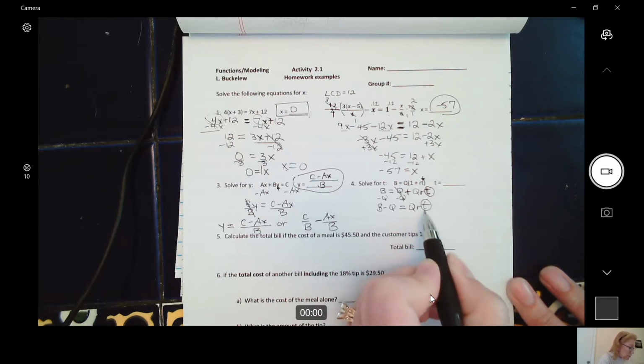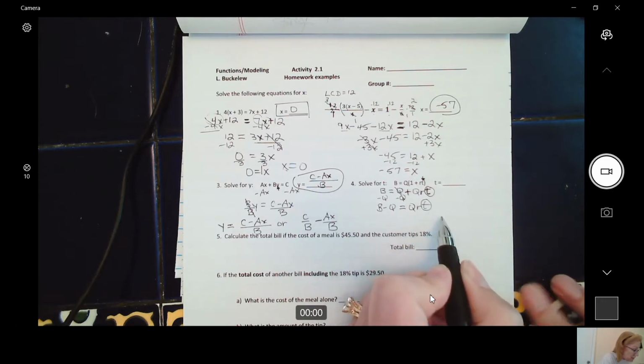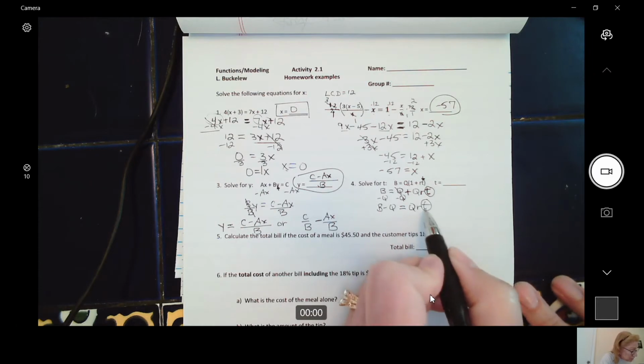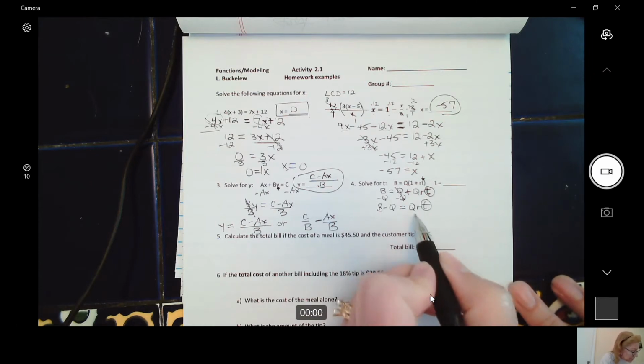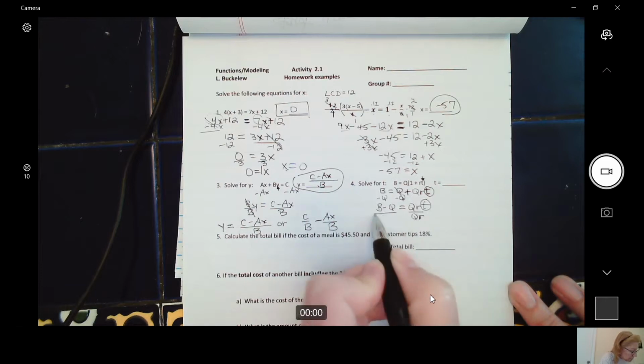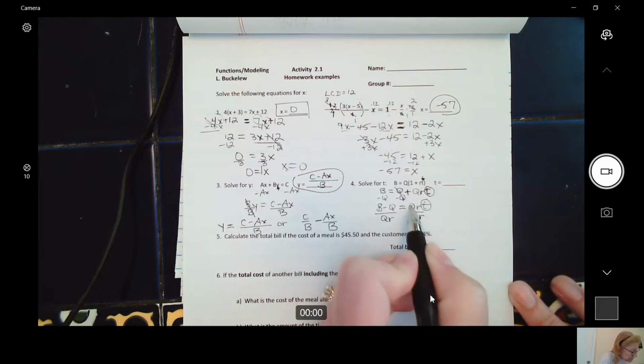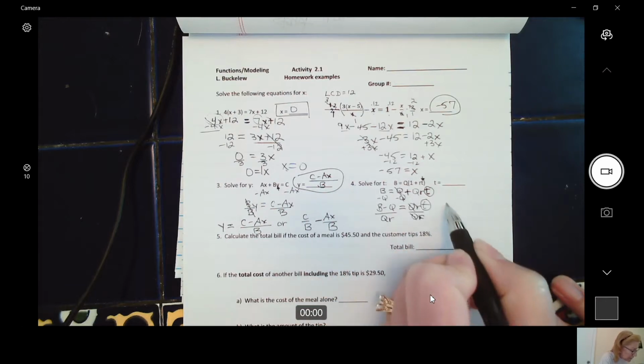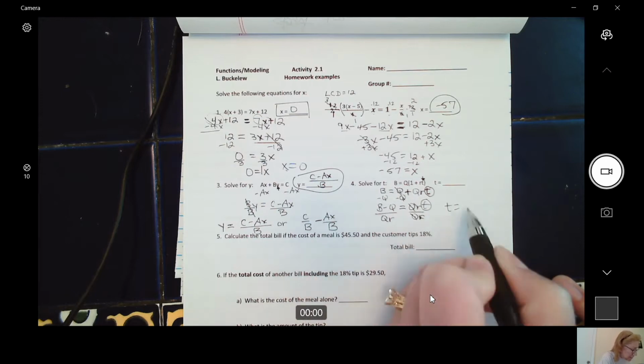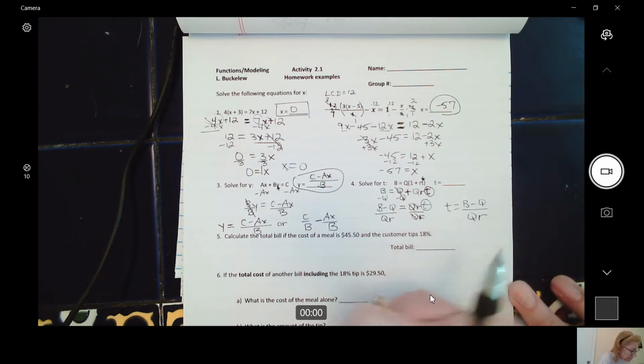Okay, and then what I have here on this last step, I'm still trying to solve for the T. I only have the one term. Remember, terms are things that are added. So just the one term, and it has two multipliers with it. So to get the T by itself, I need to divide by those two multipliers, and I can do that in one step like this. So the Q's and the R's cancel, so that'll give me T equals this fraction, B minus Q, all over QR.